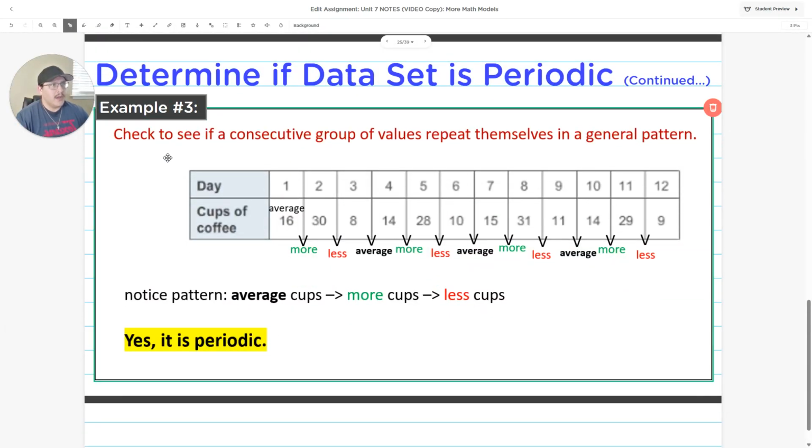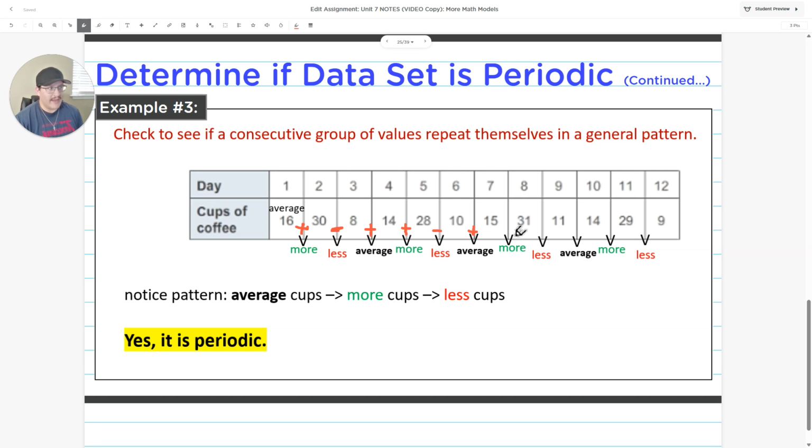In this example, we're going to check to see if a consecutive group of values repeat themselves in a general pattern. We're going to pretend 16 is the average, our starting point. From 16 to 30, it goes up, there's more. With 30 to 8, there's less. 8 to 14, there's more. It goes back to about average. And then with 14 to 28, there's less. 10, there's more.